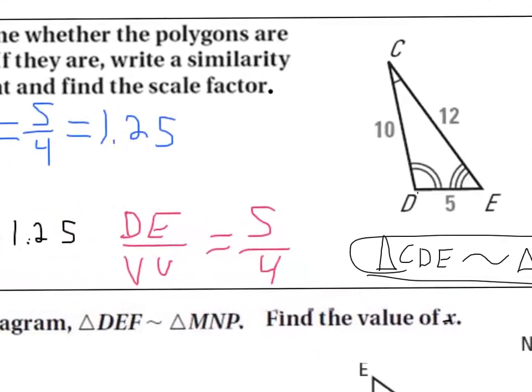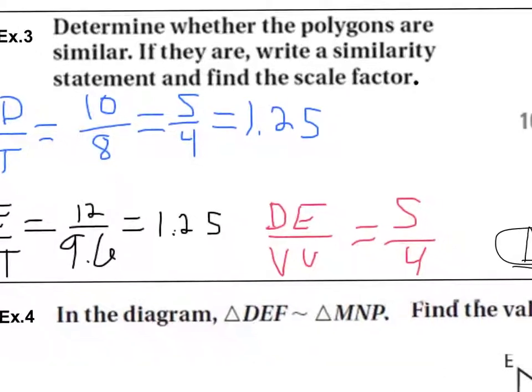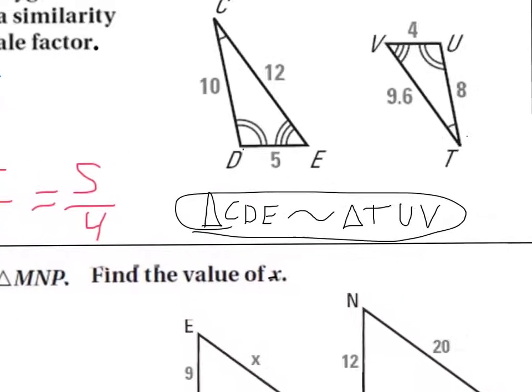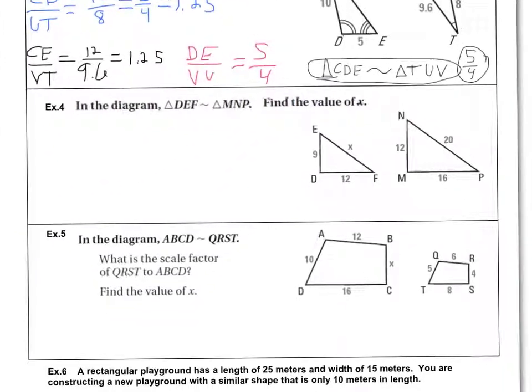And what else do we have to do? Find the scale factor. Now, in this case, it didn't say what order we're supposed to go in, so let's just go in the order we were already going in. We kind of already realized it's 5 to 4. So scale factor is 5 to 4. The order 5 to 4, that's written from big triangle to small triangle. For every 5 units there is in the big triangle, there's going to be 4 in the small triangle. That's their proportional relationship.